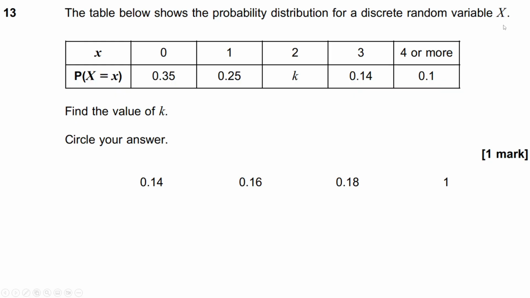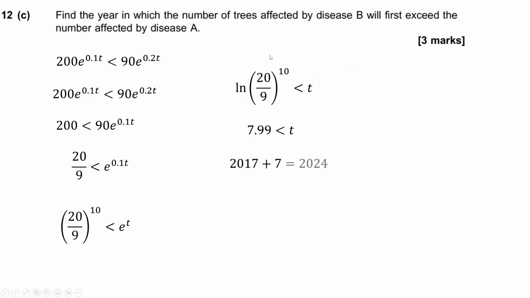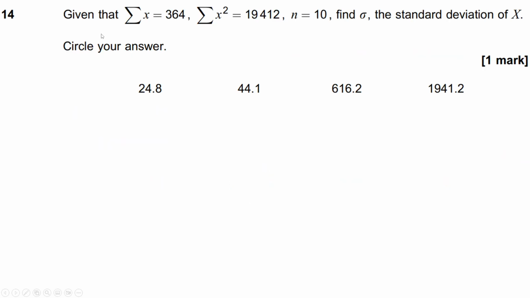This is the stats section of the paper. Actually, we might have already reached the stats section, have we? No, that was probably just pure. Anyways, discrete random variable x. Okay, we've got these probabilities here. They must add up to 1, right? Because all probabilities add up to 100%. Sum them up, and then just do 1 take away whatever that result was to get what k is, so you get 0.16.